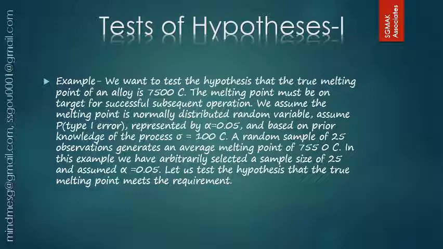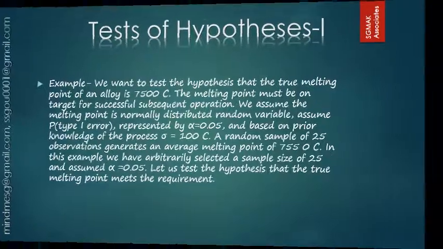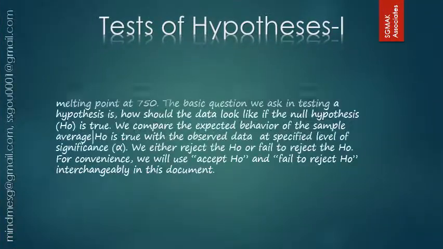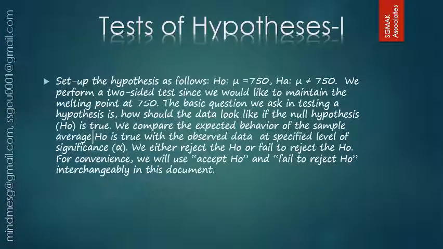Now we take a random sample of 25 observations. We are selecting it arbitrarily right now. Later I will give an example where you design the sample size. We select a sample size of 25 and let us test the hypothesis that the true melting point meets the requirement. So we set up the hypothesis as null mu equals 750 and alternate mu not equals 750. It's a two-sided test because we want to keep our target of 750, which is of interest to us.